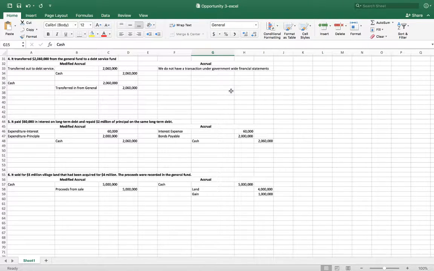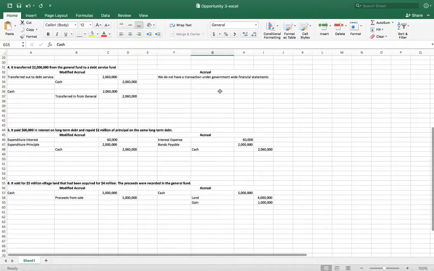Moving on to the fourth example, it transferred $2,060,000 from the general fund to a debt service fund. So under the modified accrual method, we're going to have two different transactions. For the general fund, we're going to debit transfer out to debt service, and then we're going to credit cash. And both of these are going to have the amount of $2,060,000. So basically, we're moving the cash out of the general fund into the debt service fund. Okay, so for the debt service fund transaction, we're going to have cash debited for $2,060,000, and then we're going to have a credit of transferred in from the general fund of $2,060,000.